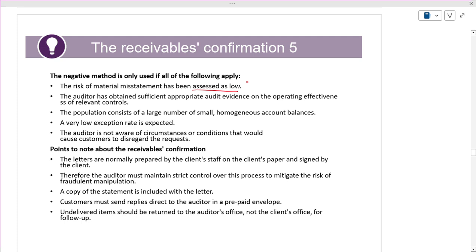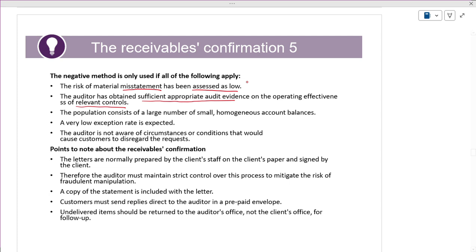Also when your assessment of the risk of material misstatement is not as specific as it has to be, then there is a negative way. The auditor obtains sufficient appropriate evidence on the operating effectiveness of relevant controls.